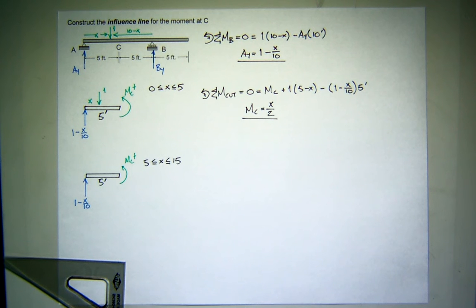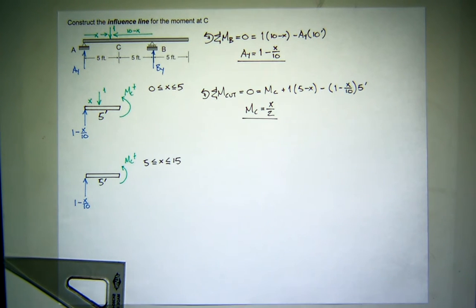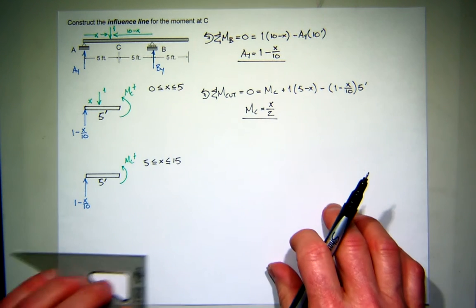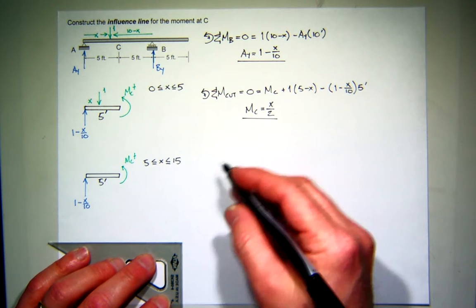Can I ask a question? Sure. Why isn't it on the other one you just found a shear, but now that you're finding a moment? Well, the question asks, what's the influence line for moment? Oh. Right? The previous one was, what's the influence line for shear? That's okay. Gotcha.